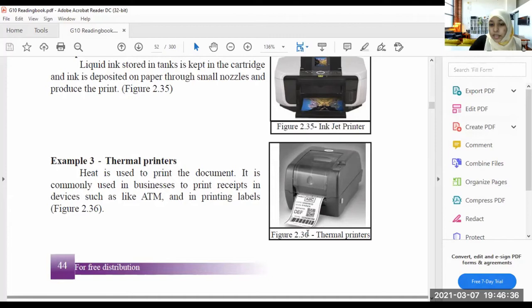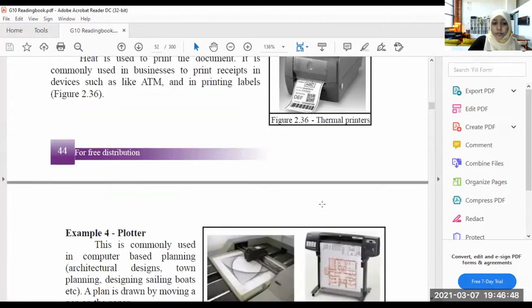After they print this receipt, when you touch it, when you take it in your hand, you will feel a small heat in it, right? So it heats and prints the needed document.